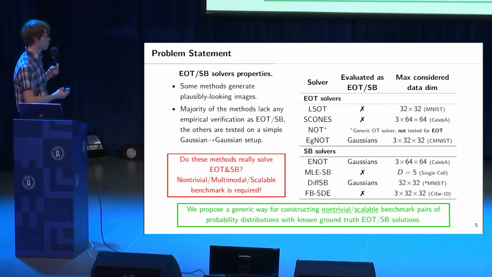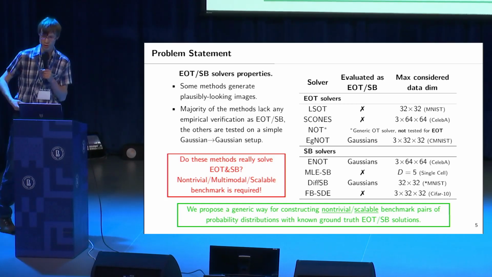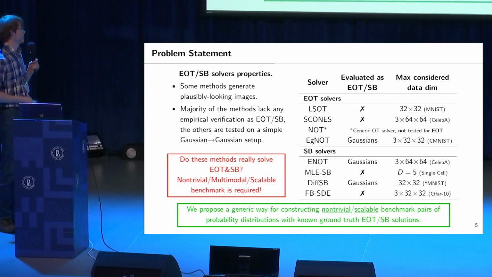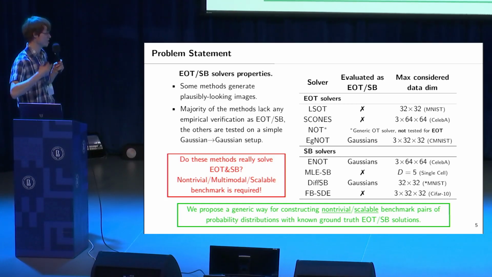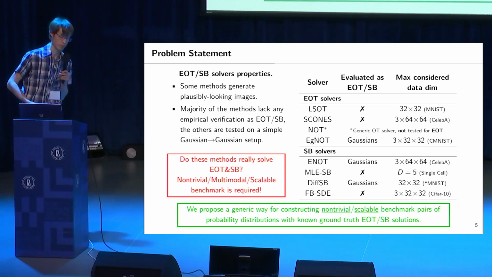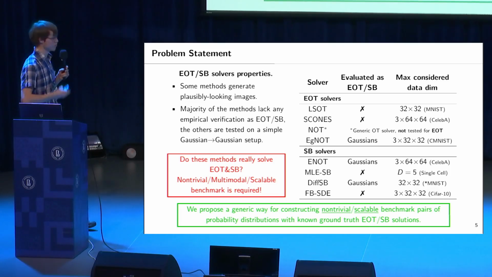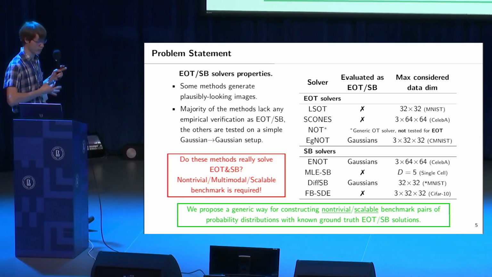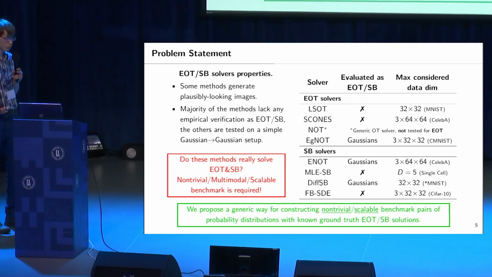Just because for now, only for the trivial Gaussian to Gaussian case, we know the ground truth solution in order to compare solvers. And this motivates our study to propose a generic way for constructing non-trivial and scalable, even to image data sets or even other arbitrary data, benchmark pairs of probability distributions, so source and target distributions, with known ground truth EOT and SB solutions.